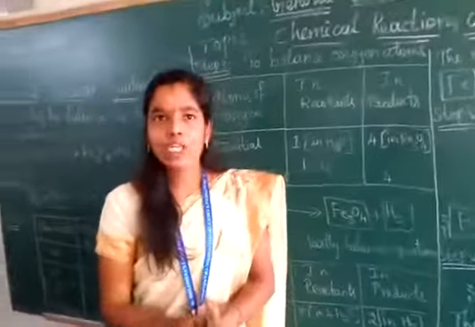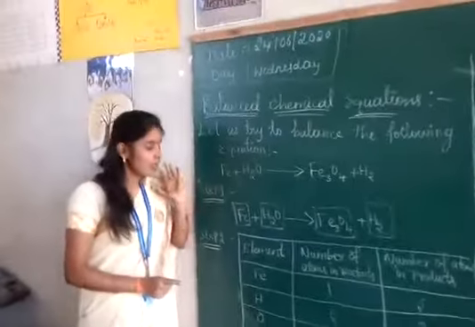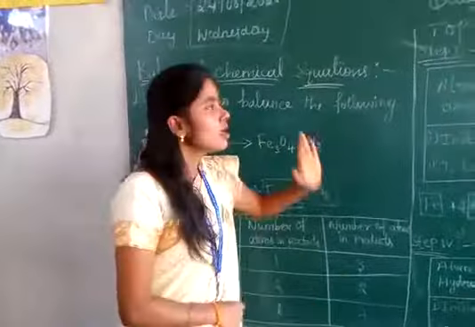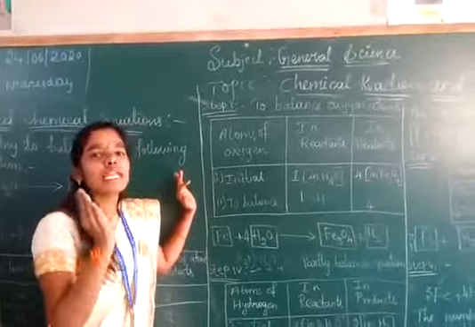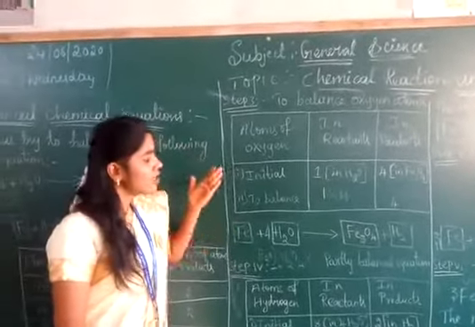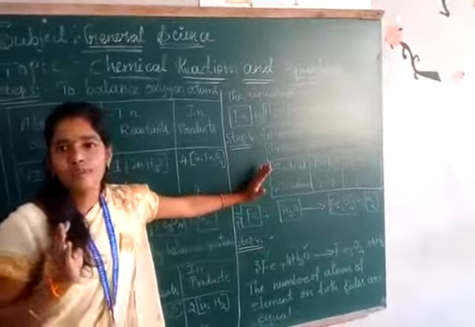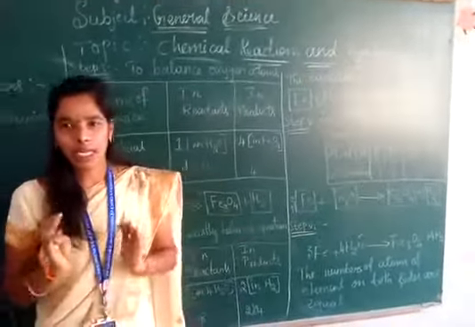Once again I will tell you: first step, draw boxes around each element. Next step, list the LHS and RHS elements. Third step, take the element with the higher number in a compound and balance it. Next, list the further elements, and according to the highest number, balance each element. At last we will get the balanced chemical equation.